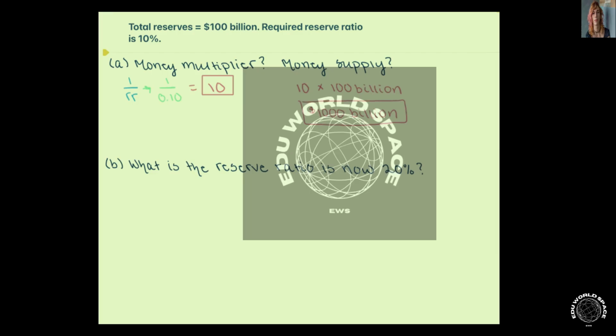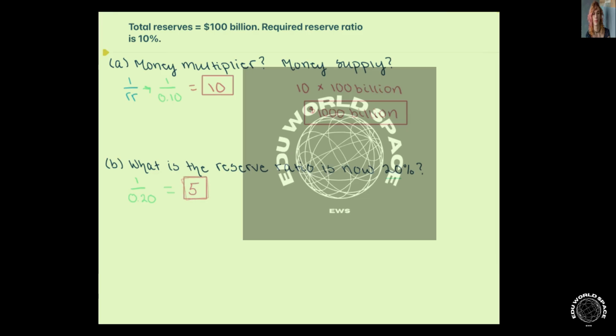Now for part B, we're going to consider if the reserve ratio is now 20%. So how have the money multiplier and money supply changed? So calculating the new money multiplier with the same formula of 1 over our reserve ratio, we have 1 over this new reserve ratio of 0.20 because it's 20%. That gives us a new money multiplier, which is equal to 5.